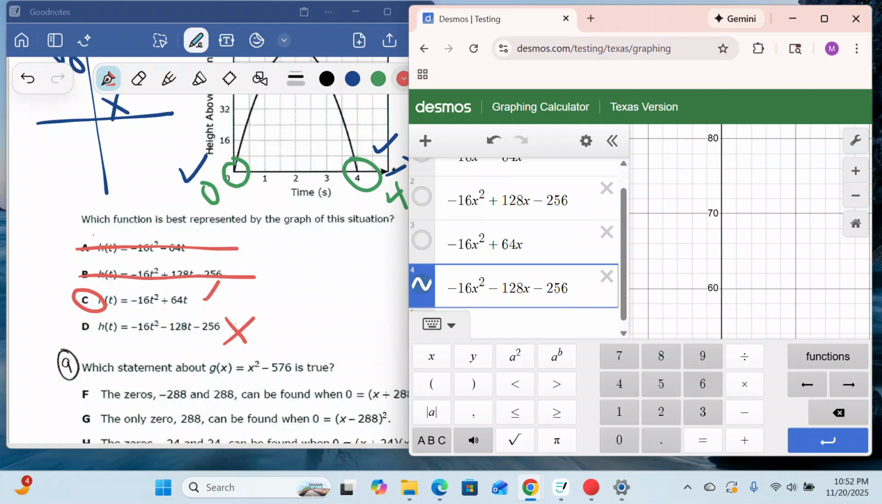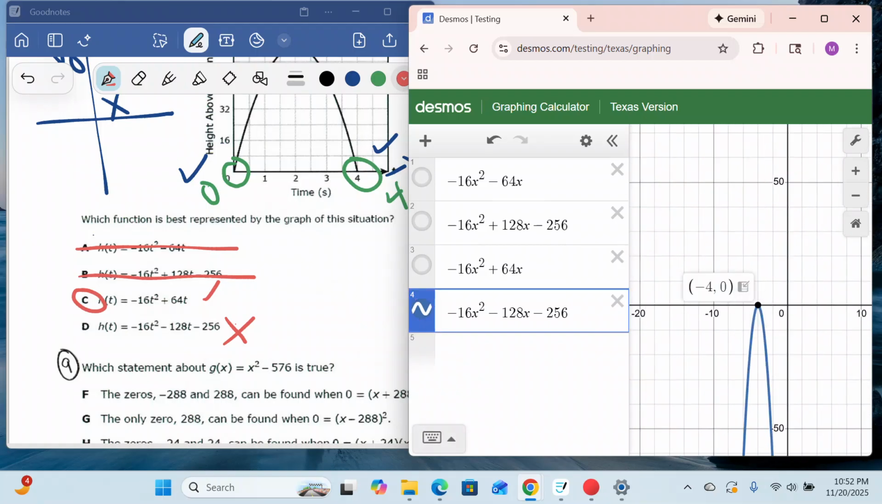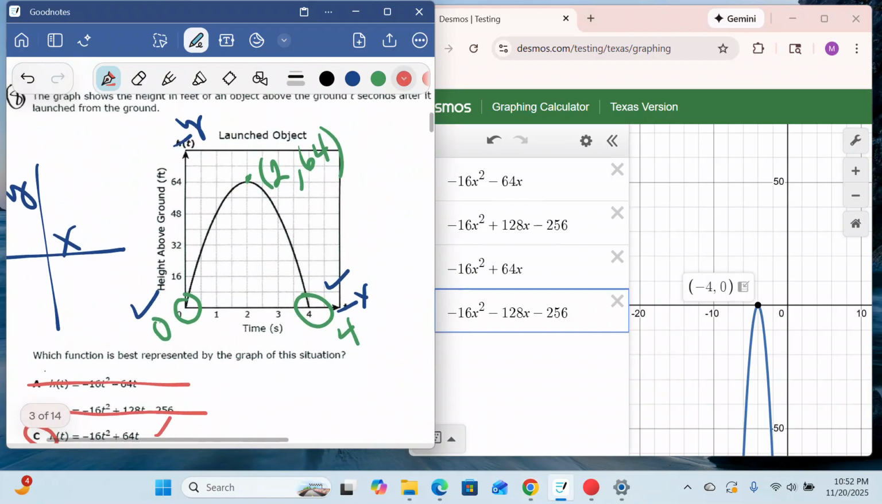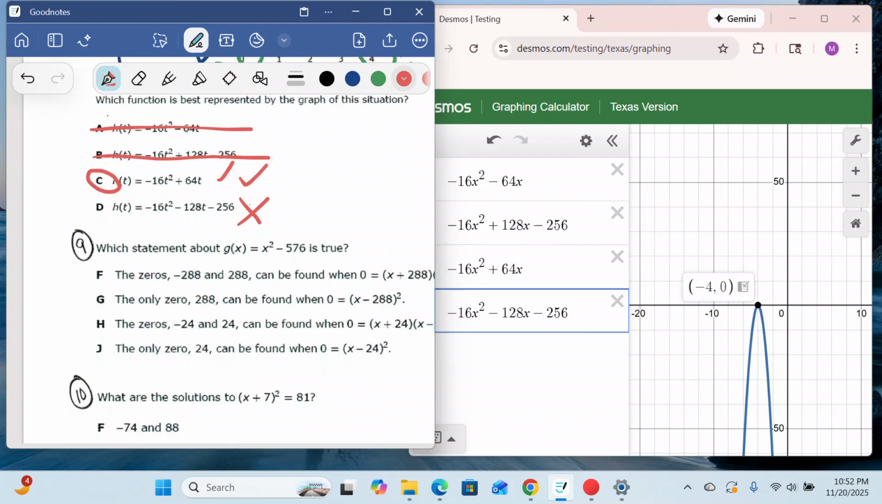So let's look at D. The vertex, the 0, is a maximum. It is a maximum, but look, it doesn't have zeros at 0, 0, and 0, 4. Automatically, that one is wrong. I proved it wrong. My vertex is negative 4, 0. The vertex is not 2, 64. So automatically, I knew my hunch was correct. I double checked it. And of course, C is correct. So that is how you do that one.